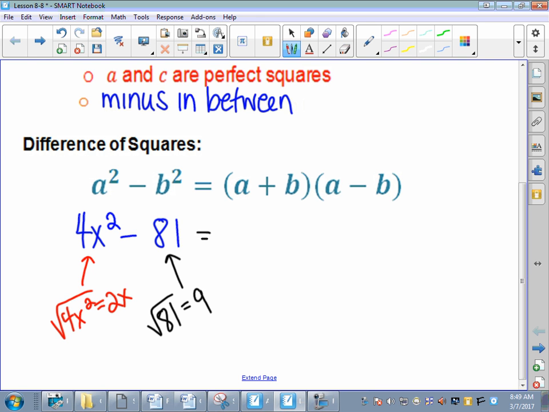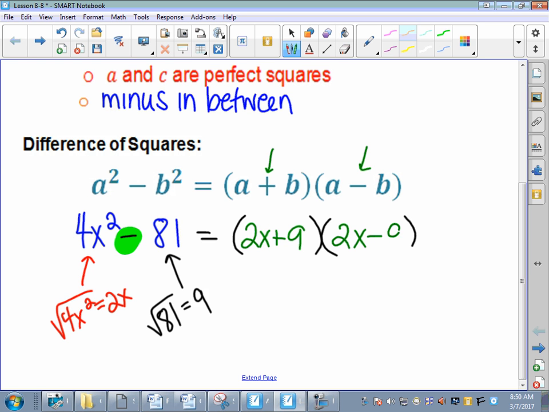9. So since both of those terms are perfect squares, and we've got the minus in between, we can set ourselves up a really simple answer of two factors: the square roots of both of them, one with a plus, one with a minus. So I'll do 2x plus 9 and 2x minus 9. The 2x and the 9 came from square rooting both parts. No problem, right? And if you wrote them in the opposite order, 2x minus 9 first and 2x plus 9 second, you'd still be right.